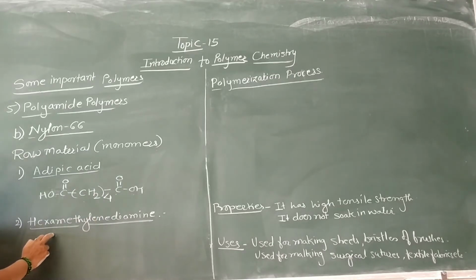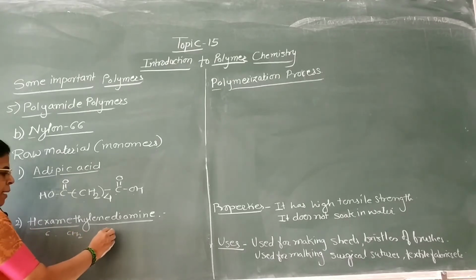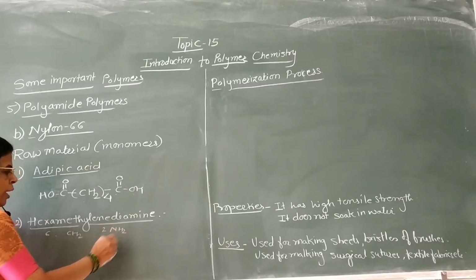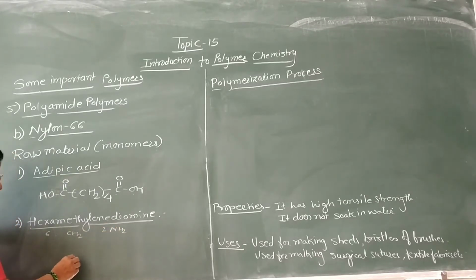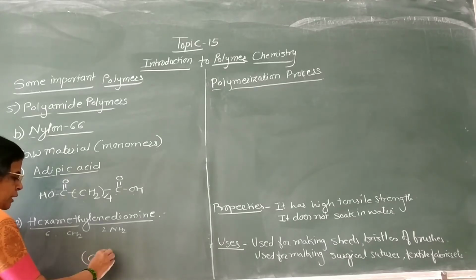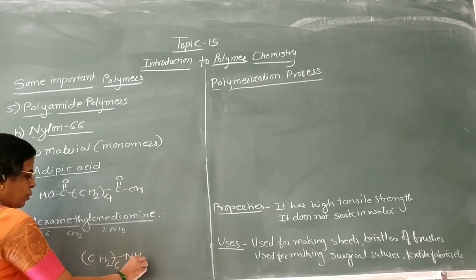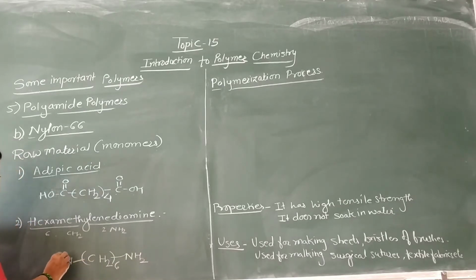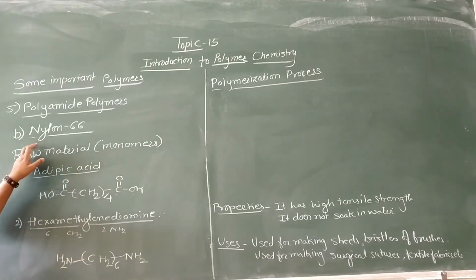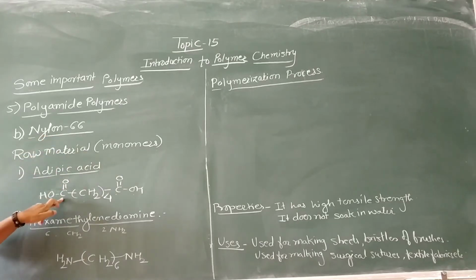And the second is hexamethylene diamine. Here hexa means 6, methylene means CH2 group, and diamine means 2 amino groups, that is 2 NH2 groups. Therefore the structure of hexamethylene diamine is NH2, CH2 6 times, NH2. This hexamethylene diamine also possesses 6 carbon atoms, and therefore the name of this fiber is nylon 6,6.